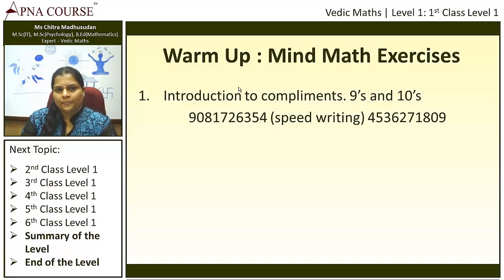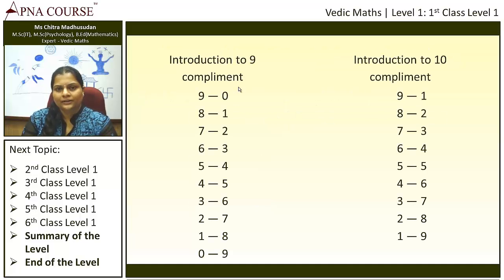For example, 9081726354, which means 9 and 0 is a combination of 9's complement. 9 plus 0 is 9, 8 plus 1 is 9, 7 plus 2 is 9, 6 plus 3 is 9, and 5 plus 4 is 9, which can be written as a speed writing. So the learner has to take 9081726354 as a whole number, and they should write it as a speed writing for 1 minute.